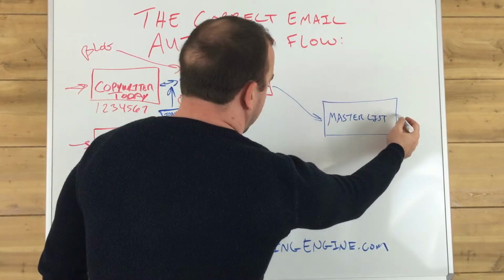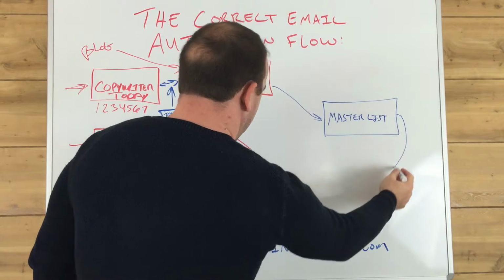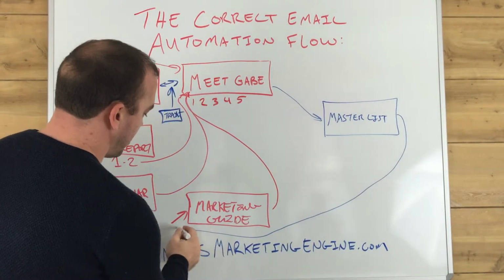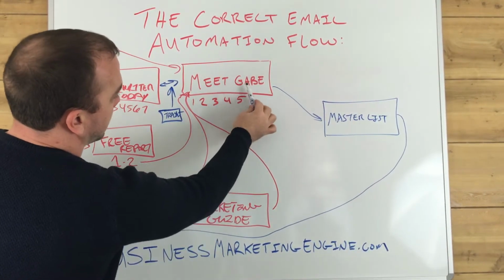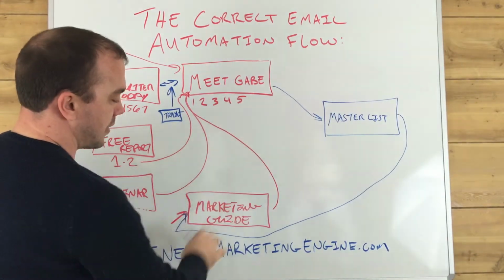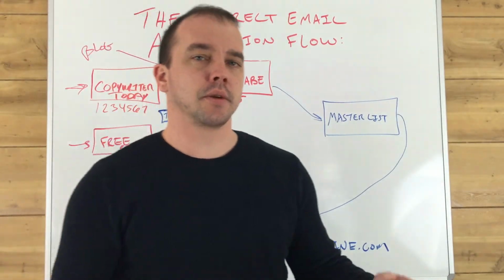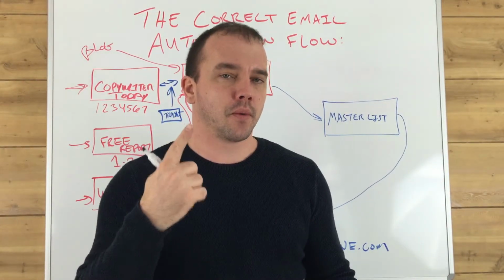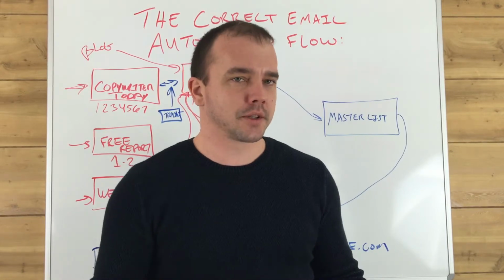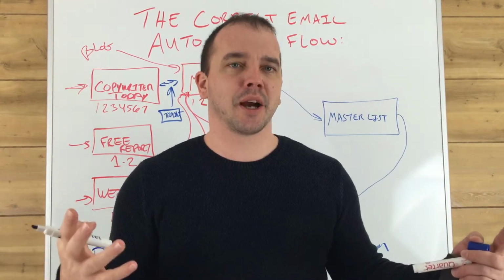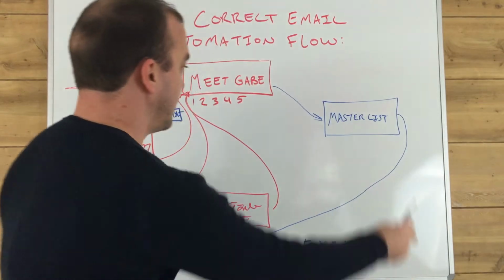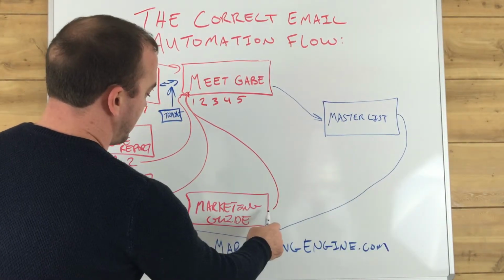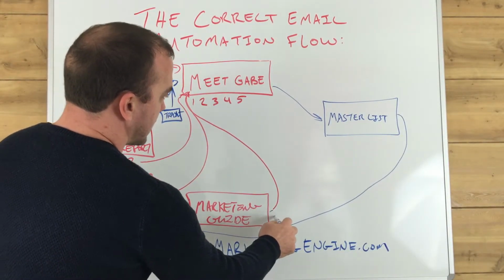Then all I have to do is run them back through here, and this will only run one time inside of our software. Business Marketing Engine makes it so that you can have an automation that will only run once for a contact. It'll never run twice. So you're never going to spam them with the same content that they already got from you. In this case, I could run them through the marketing guide, and then dump them back into my master list.